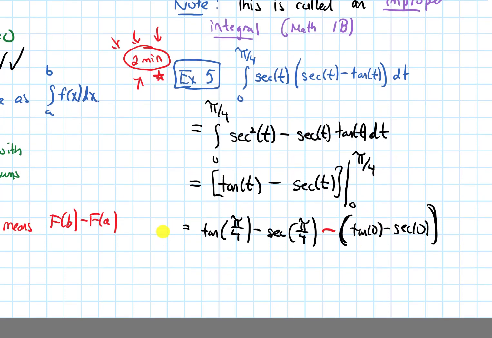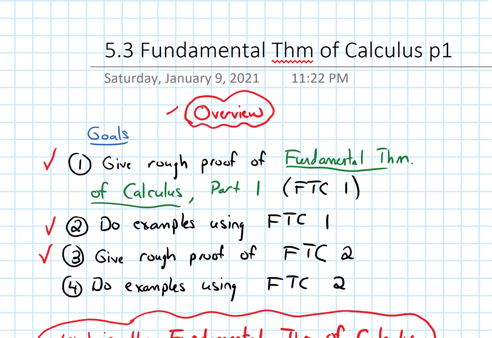Okay, so if we work this out, tangent of pi over 4 is 1. Secant of pi over 4 is root 2, using the unit circle. And then minus, within the parentheses, tangent of 0 is 0, minus secant of 0 is 1. So this double negative becomes a positive, and I'll get 1 plus 1, which is 2, and then minus this root 2. So we get 2 minus root 2. So in terms of our goals for this section, we finished our last goal, which is being able to apply FTC Part 2 to evaluate definite integrals, to compute the area under a graph.